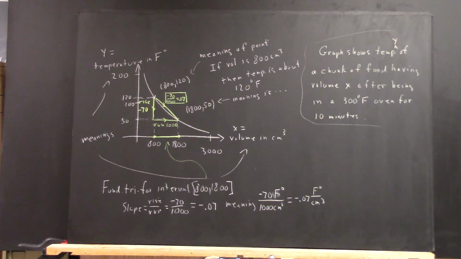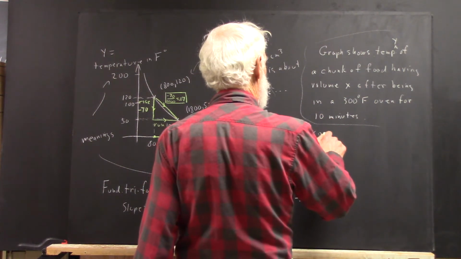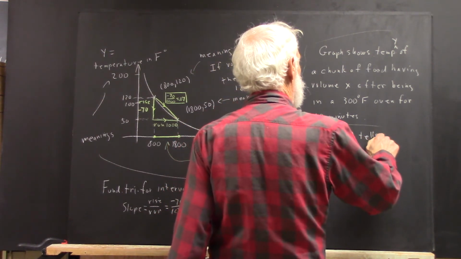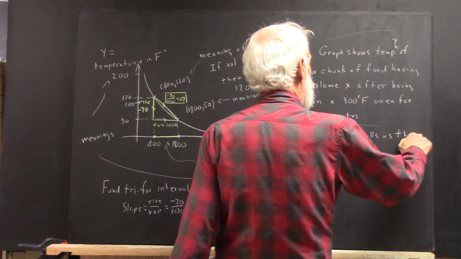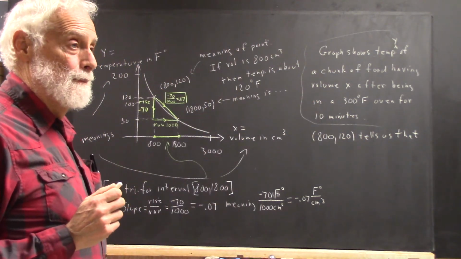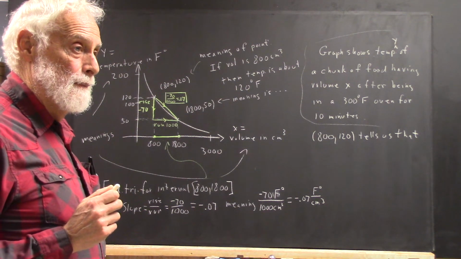I'm asking, what does the point 800 and 120 mean in that new situation? In the context of the new situation, an 800 cubic centimeter volume will be 120 degrees after 10 minutes. It's pretty hot, but it is done. 800, 120 tells us that an 800 cubic centimeter volume of food will be 120 degrees after 10 minutes.